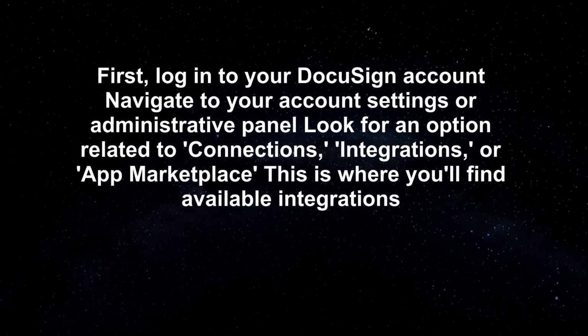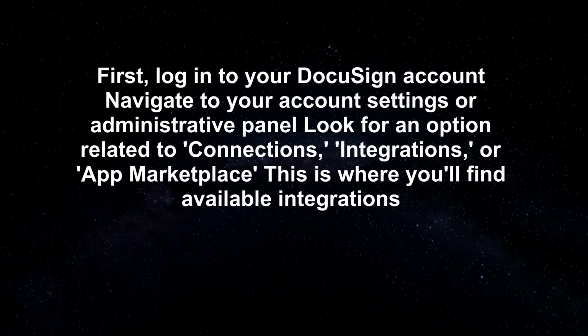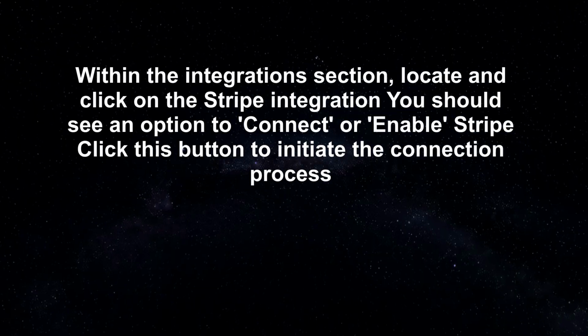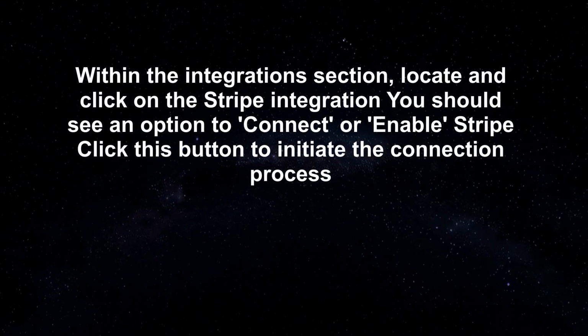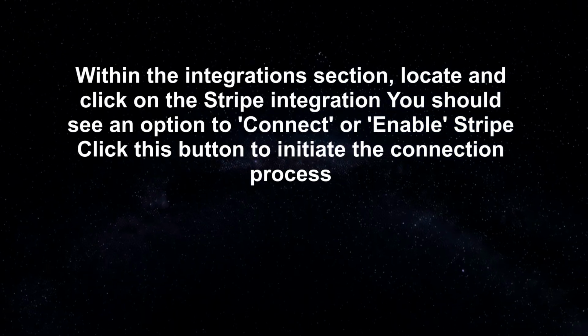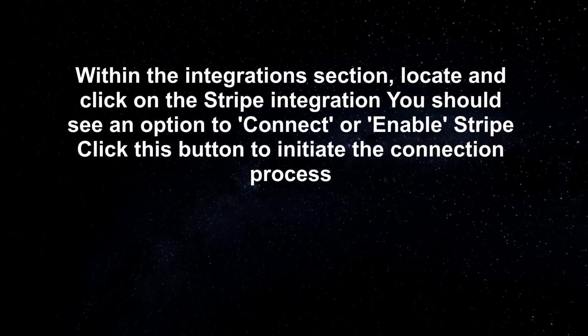Look for an option related to connections, integrations, or app marketplace. This is where you'll find available integrations. Within the integrations section, locate and click on the Stripe integration. You should see an option to connect or enable Stripe. Click this button to initiate the connection process.